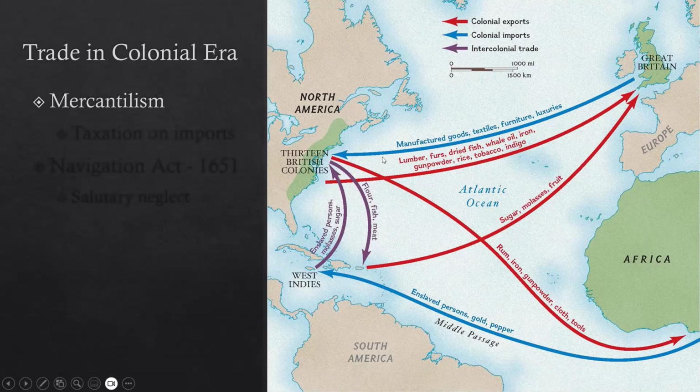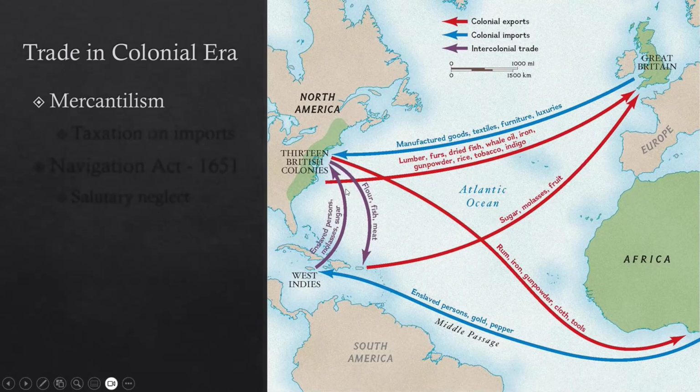You see the red arrows. These are the natural resources that were discovered in the American colonies, in the North American colonies, and down in the West Indies. And they were going straight back up to Great Britain or to Great Britain's plantations in Africa. So they're staying within the kingdom. They're not being shipped off to Europe.